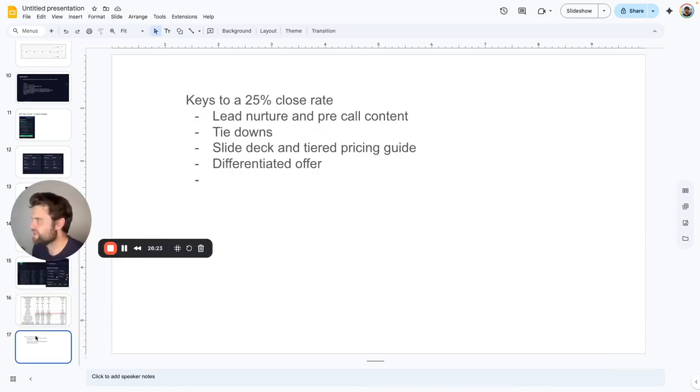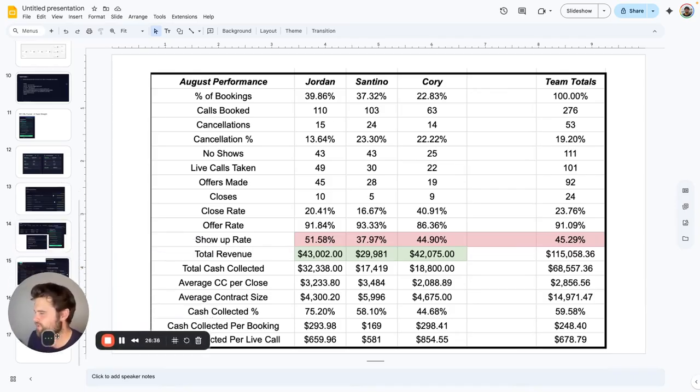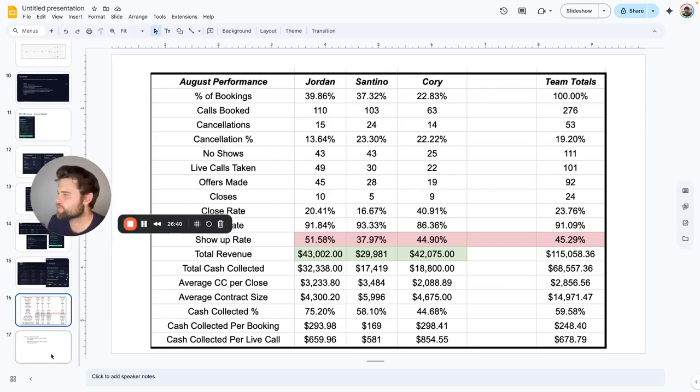I was watching one of Ryan Dicey's videos the other day. He does $200 million a year. He still uses Google Sheets for everything. So it might seem too simple, but I still think it's way better than all the consolidating and all the reporting tools out there. Okay. Now, how do we achieve a 25% close rate?